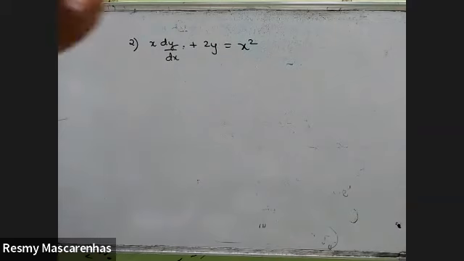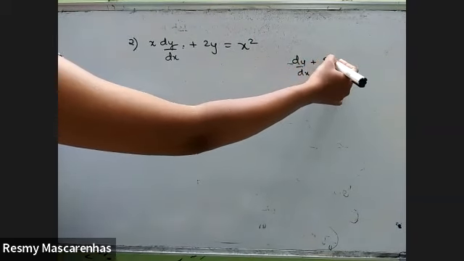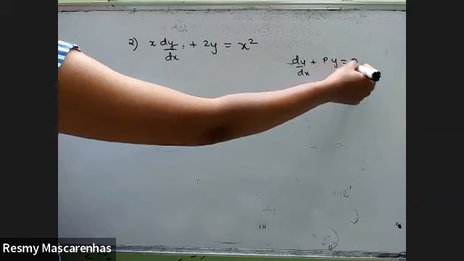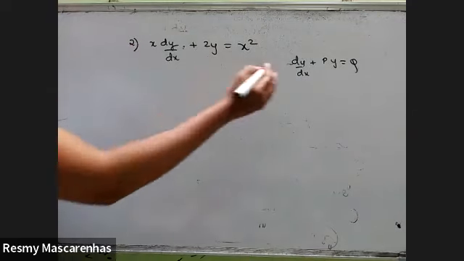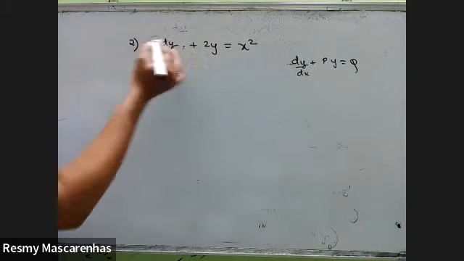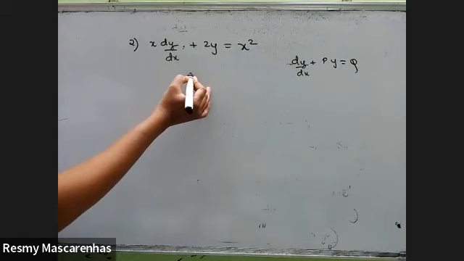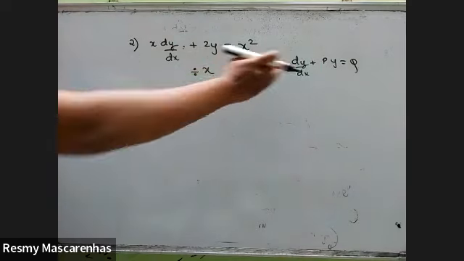I have told you dy by dx plus p y is equals to q. So dy by dx should be single. There should not be anything there. I have to arrange it in this form. So I don't want this x at the side. Here x is extra. So what I'll have to do is divide throughout by x. First, arrange it in this form.